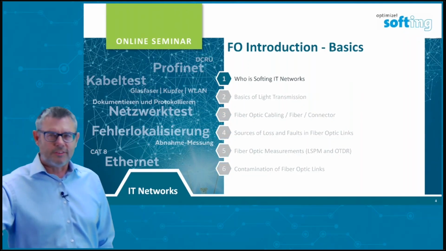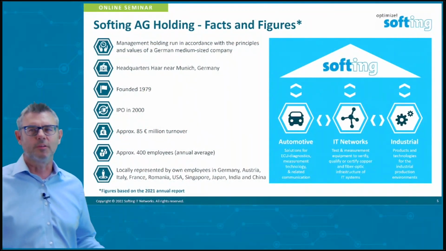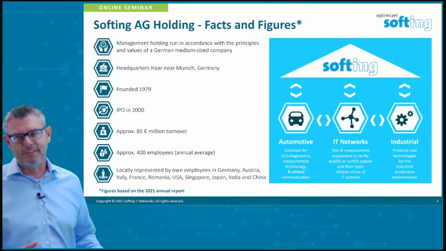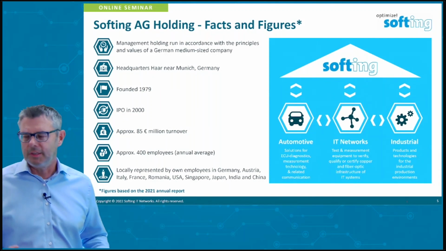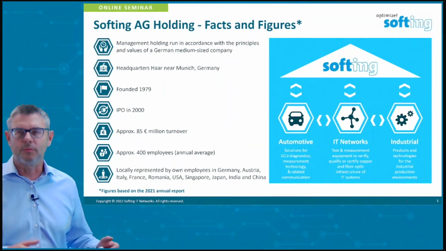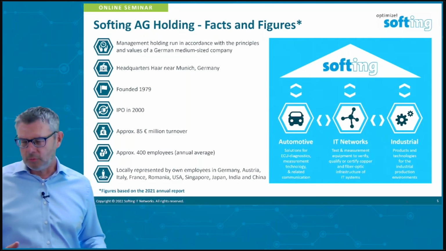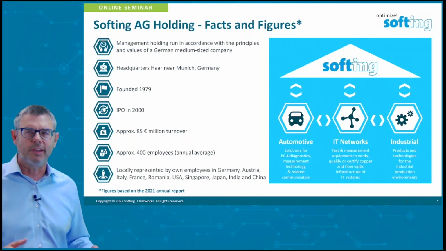So let's start first with the introduction of Softing. Who is Softing? I'll do it very quickly. Softing is a typical mid-sized German company founded in 1979 with about 400 employees and an annual turnover of 85 million euros. The company went public in 2000. And we have locations spread worldwide. You'll see later on a map a little bit where we are located.